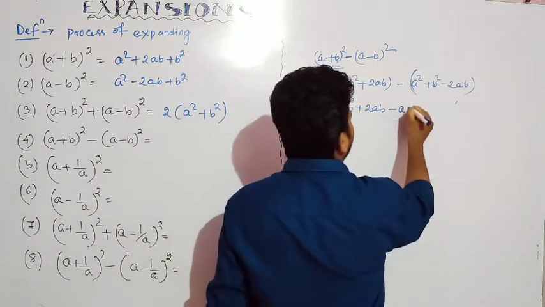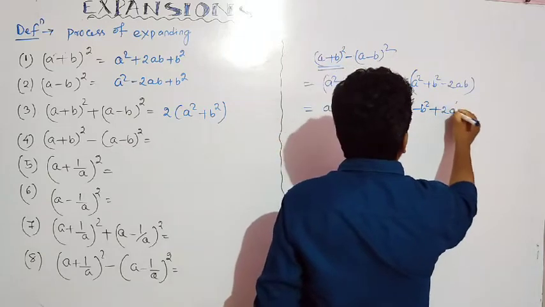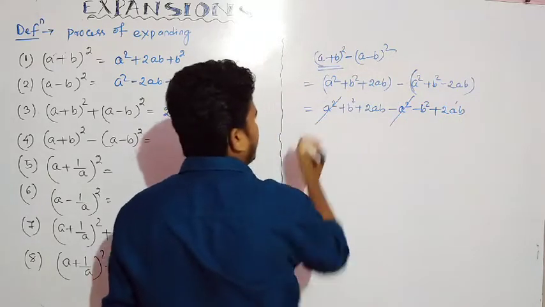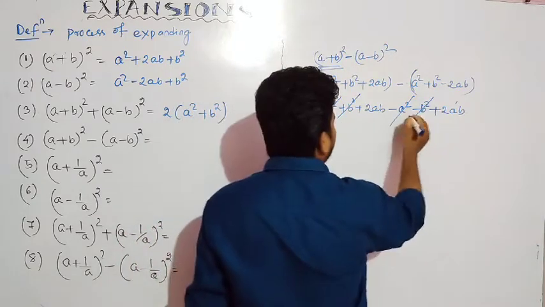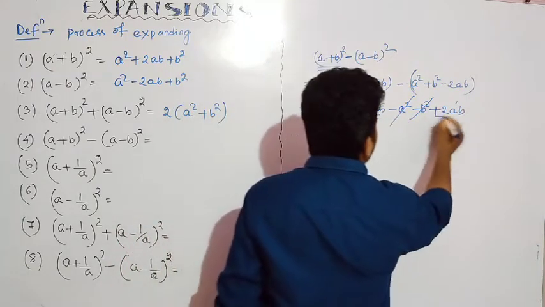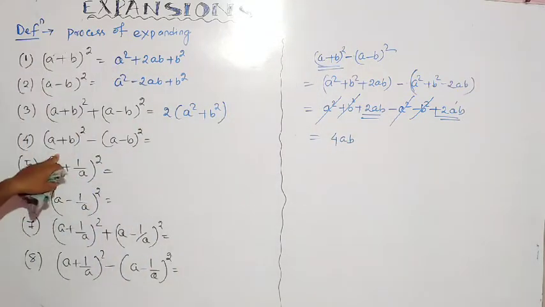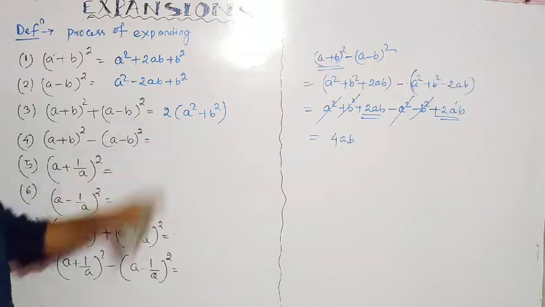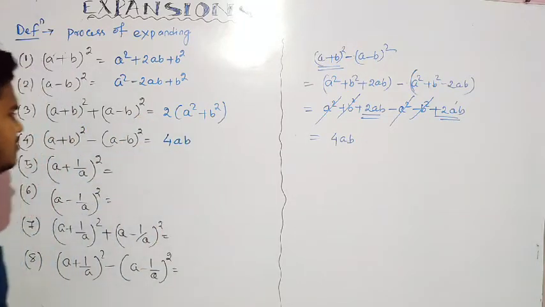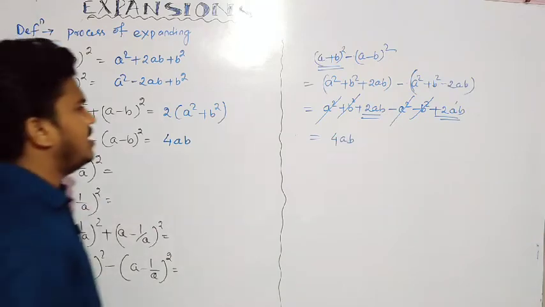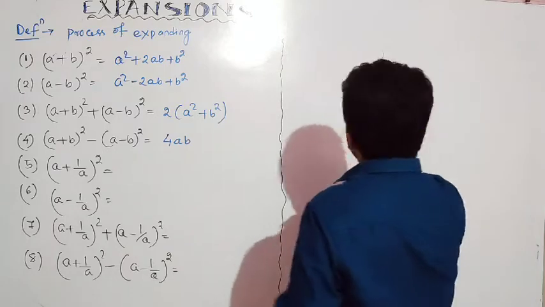So minus a square, here minus b square, and here minus minus plus 2ab. So plus a square minus a square get cancelled. Plus b square minus b square get cancelled. 2ab plus 2ab, so 4ab. So what is the formula? For a plus b whole square minus a minus b whole square, we will get 4ab. Next we come to a plus 1 by a whole square.